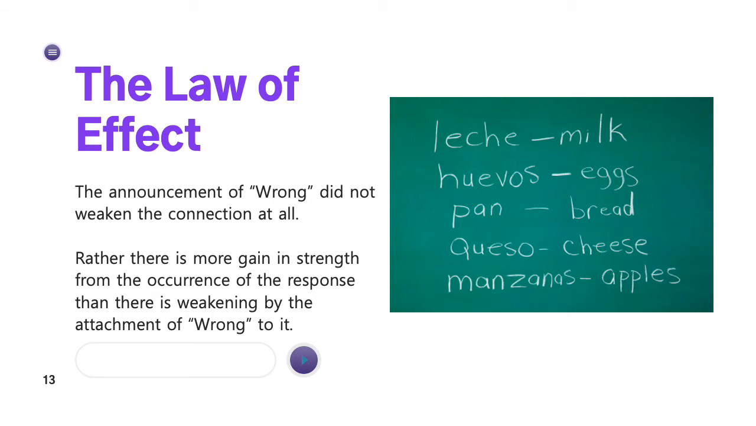"The announcement of 'wrong' in our experiments does not weaken the connection at all. Rather, there is more gain in strength from the occurrence of the response than there is weakening by the attachment of 'wrong' to it. Whereas 2 occurrences of a right response followed by 'right' strengthen the connection much more than a single occurrence does, 2 occurrences of a wrong response followed by 'wrong' weaken that connection less than 1 occurrence does."